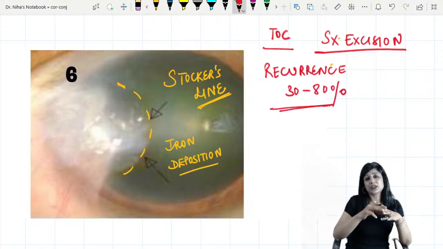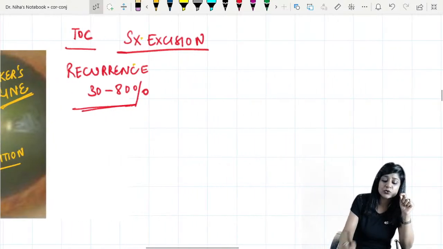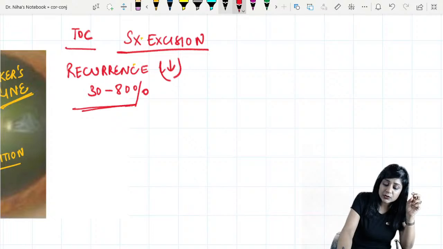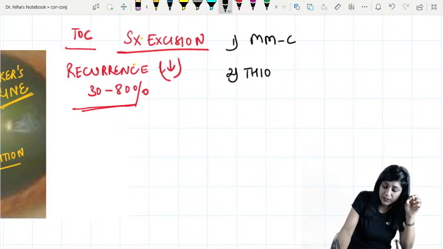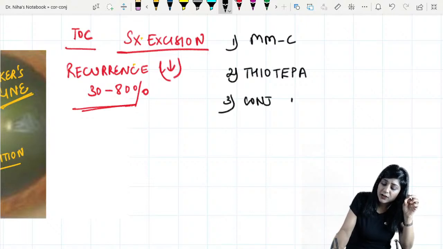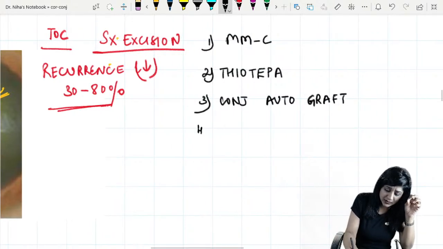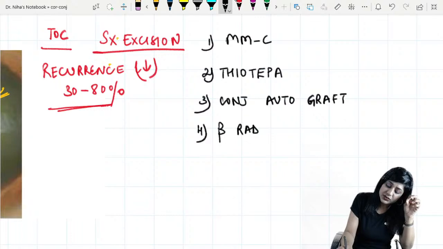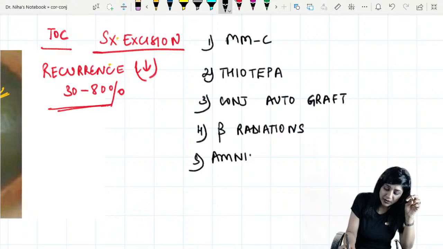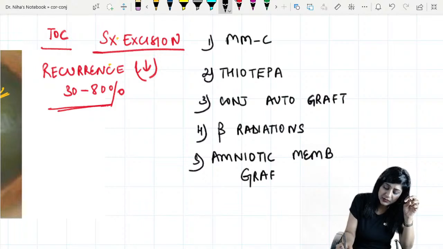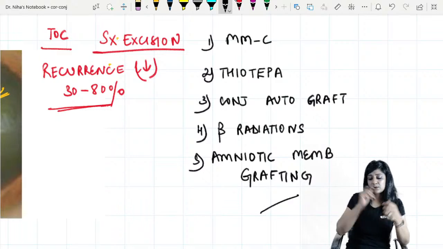A very, very important thing again for FMGs is how to reduce this recurrence. You can reduce this recurrence by mitomycin C. We can give thiotepa. Then number 3 is conjunctival autografting, we can do that. We can emit beta radiation. And then number 5 is amniotic membrane grafting, that also we can do. So these are the important things with respect to the pterygium.